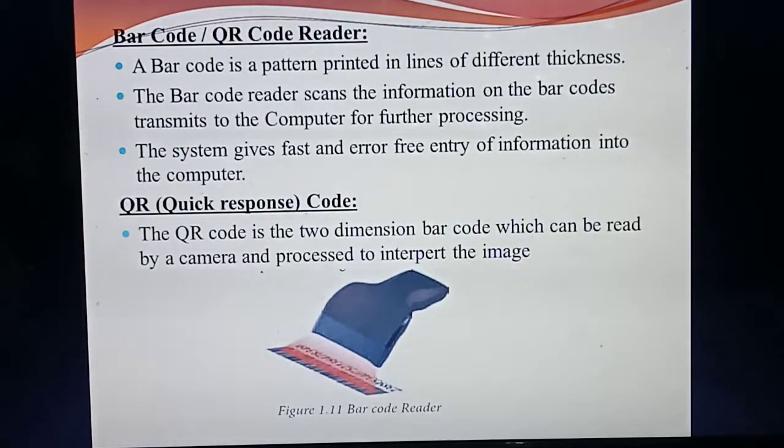Next one is the barcode or QR reader. You might have seen barcode readers in big shopping malls. So what do you mean by barcode? On a lead pen or a pencil or any material, you might have seen a black and ash color shining line at the end. Have you seen that? That is called a barcode. In that barcode, each and every line will have a different thickness.